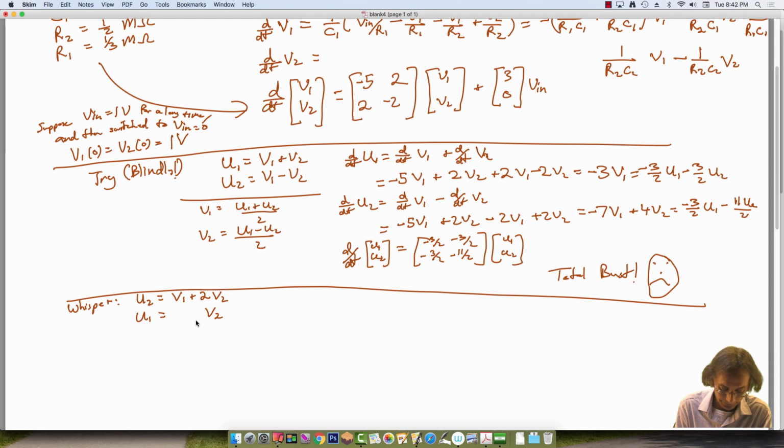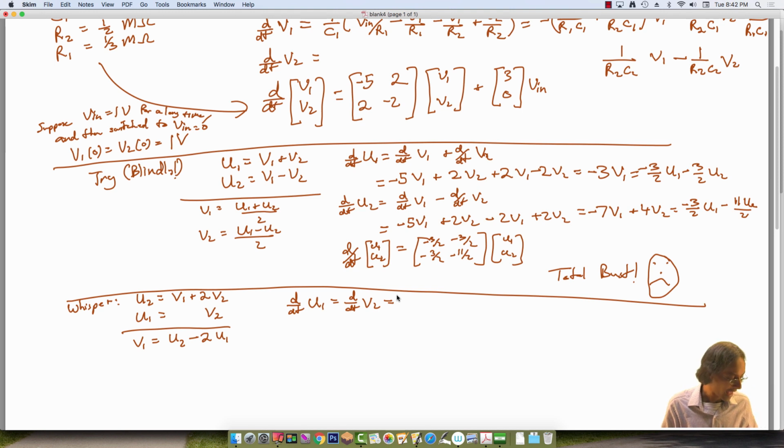So if we give this a shot, again, what do we know? We know that V2 is just U1. So V1 we can also solve. V1 equals U2 minus 2U1. So if we try this, let's see what happens. So let's try the second variable. That seems pretty simple. Let's try that one first, see what happens. D by dt of U1 equals D by dt of V2, which, as before, equals 2V1 minus 2V2.